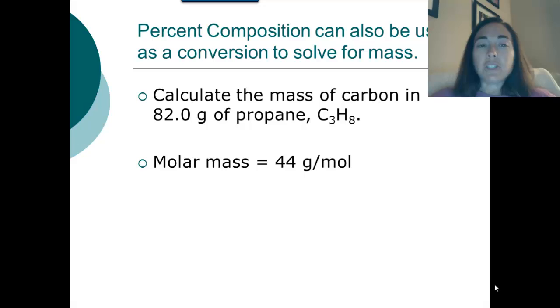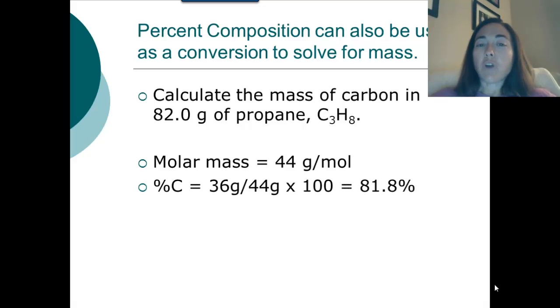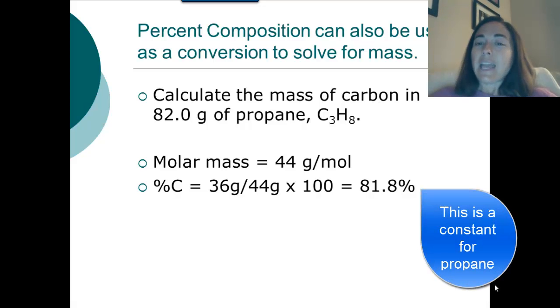Now what I'm going to do is figure out the percent of carbon. 36 of those 44 grams came from carbon. So in propane, carbon is 81.8%. It's going to be 81.8% of propane no matter the size of the sample. Whether I have 82 grams or whether I have 8,000 grams, 81.8% of any sample of propane will be made up of carbon.